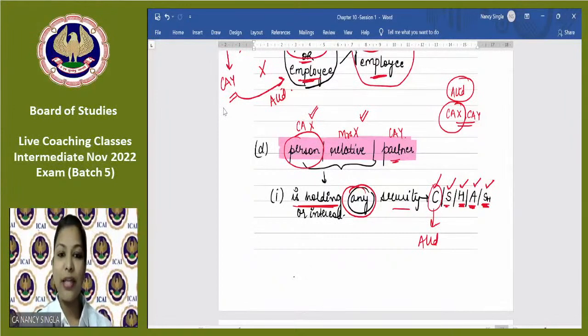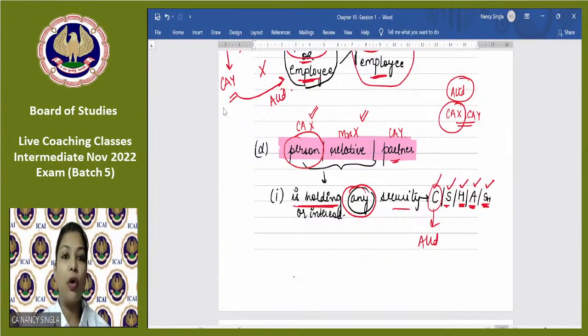Here, whatever is included in the definition of relative, I have mentioned. Yes, stepdaughter specifically is not mentioned in the Companies Act or the rules prescribed. Okay? And Manoj, majority of partners means more than 50%. Okay? Clear? So try to understand.